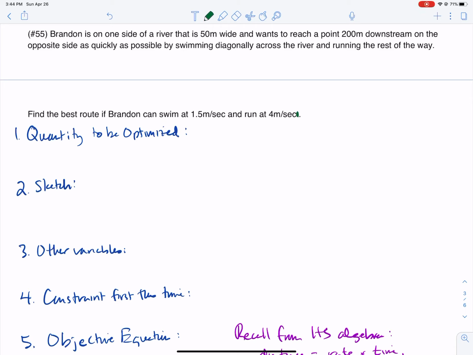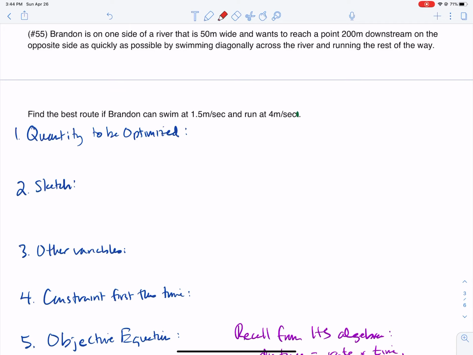It's number 55. And so we've got a man named Brandon on one side of a river. We're told that it's 50 meters wide, and he wants to get across the river and 200 meters downstream as quickly as possible. And he's going to do that in two ways. He's going to swim diagonally across the river for a while, reach the other side, and then run the rest of the way. So we're trying to figure out what is the best route if we're told how fast he can swim, 1.5 meters per second, and how fast he can run, 4 meters per second.